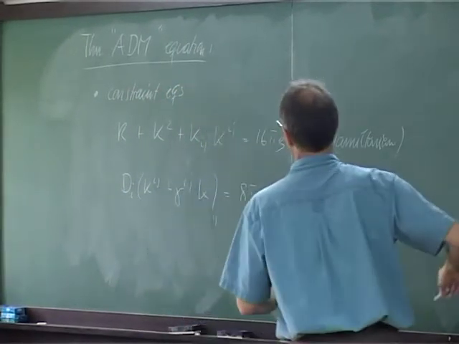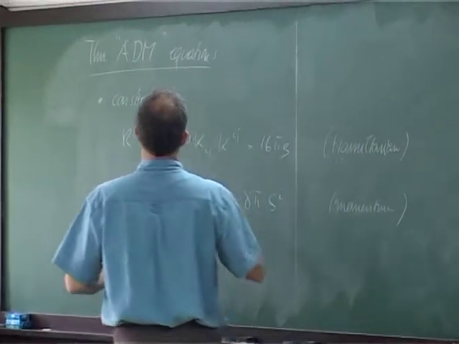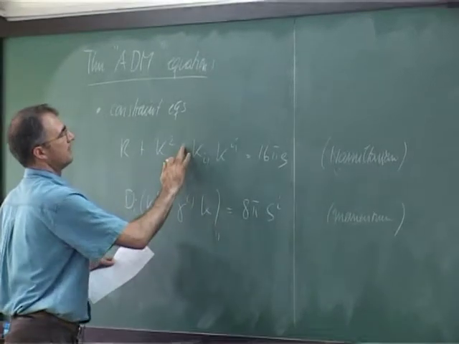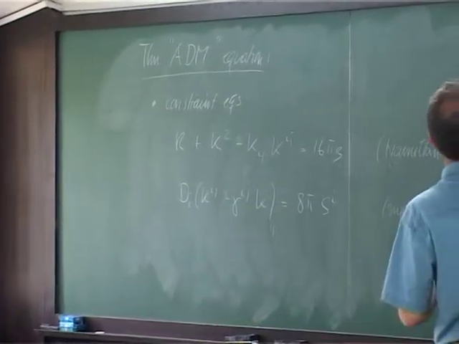And then we have, sorry? J squared minus J. I think you're right. Okay. Then we have two. Thank you.